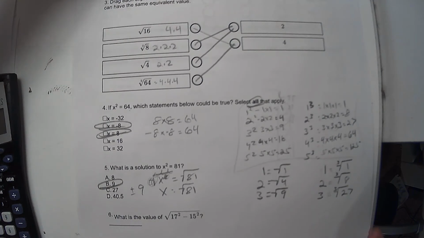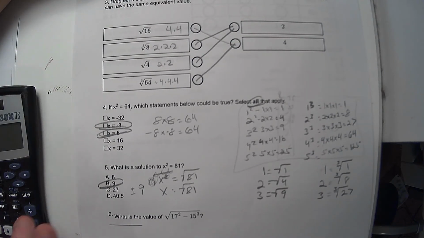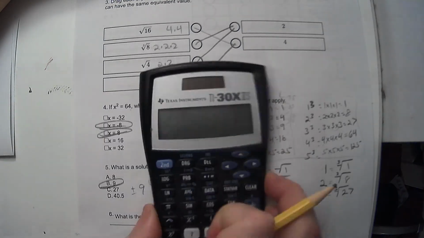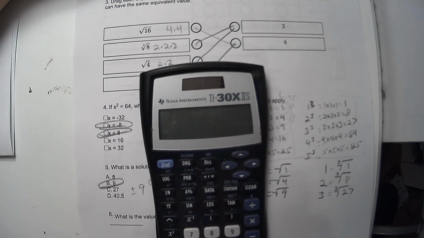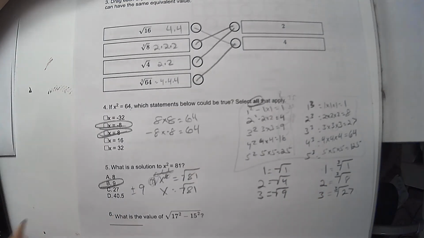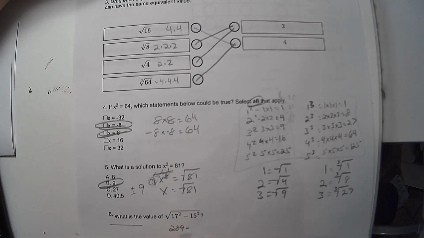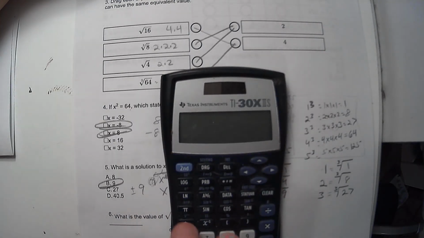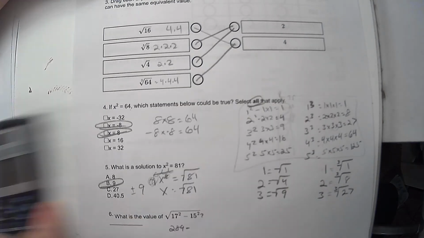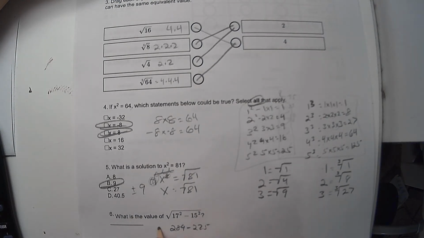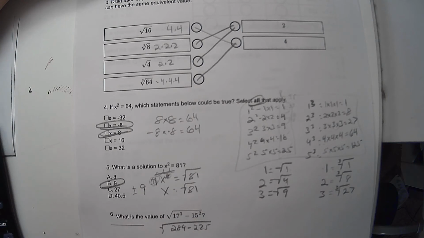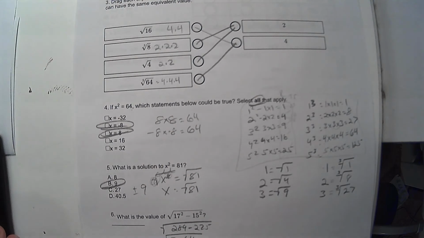Alright, on our next one, I've got to use the calculator for this one. We've got 17 squared. I don't know that one off the top of my head, so we're going to do 17 second x squared, 289. So there's 289 minus our 15 squared. 15 squared gives us 225. We are going to subtract those out. 289 minus 225 gives us 264, and remember, we are finding the square root of it. So in our calculator, I can go second, x squared, 264, enter.